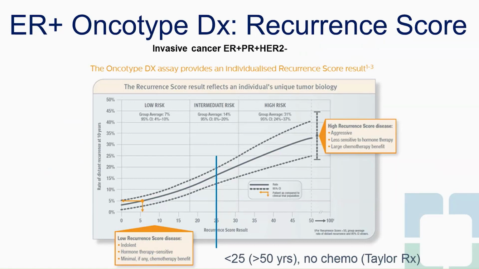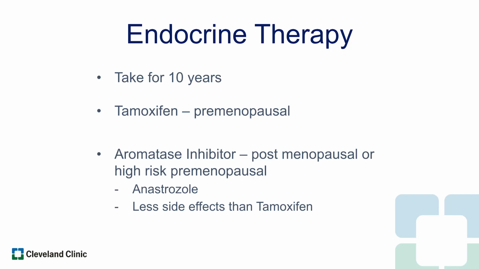But that's how we determined whether or not chemotherapy would benefit ER positive breast cancer. So ultimately for ER positive breast cancer, the recommendation is to take endocrine therapy. So usually it's to take it for 5 to 10 years. Again, if you're premenopausal, tamoxifen. If you're postmenopausal, an aromatase inhibitor.